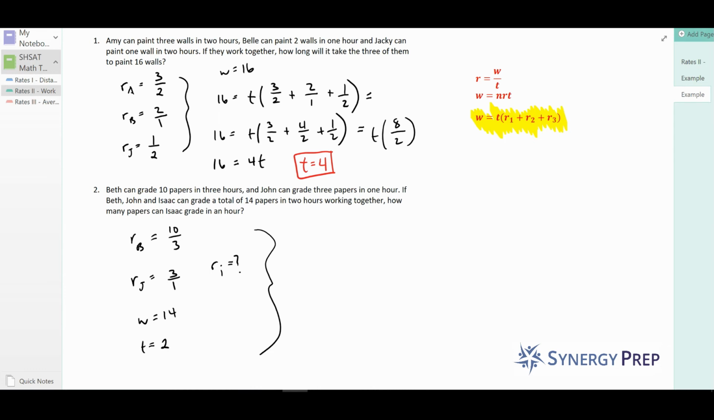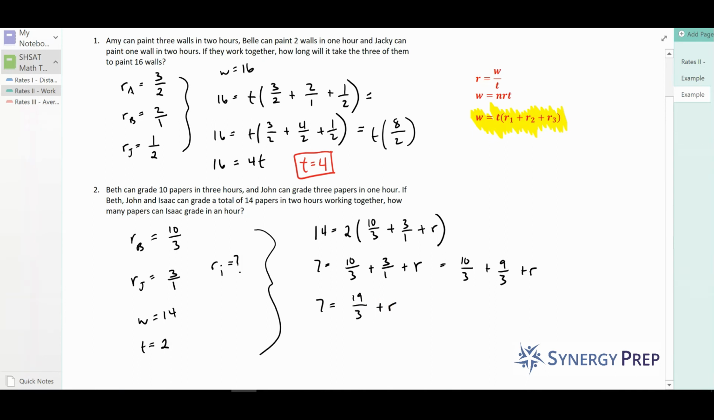Let's plug this in now. So W is 14, T is 2, rate 1 is 10 over 3, rate 2 is 3 over 1, and Isaac's we don't know, so let's just call it R. Divide both sides by 2. 7 is equal to 10 over 3 plus 3 over 1 plus R. The least common denominator is 3, so 3 over 1 becomes 9 over 3. 10 over 3 plus 9 over 3 plus R. 7 is equal to 10 plus 9, which is 19 over 3 plus R.